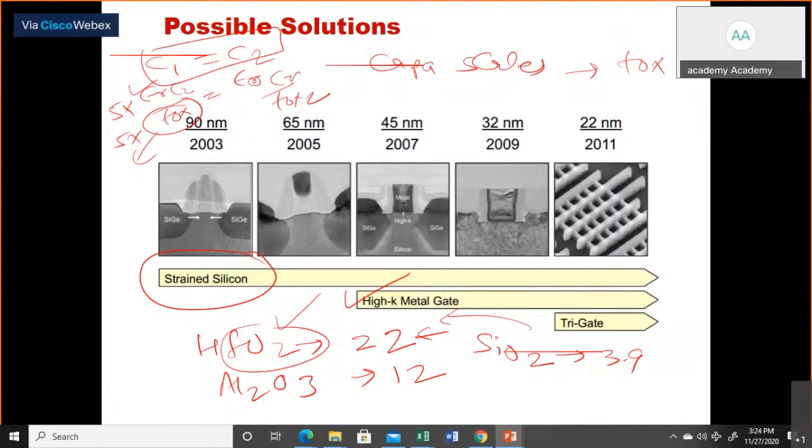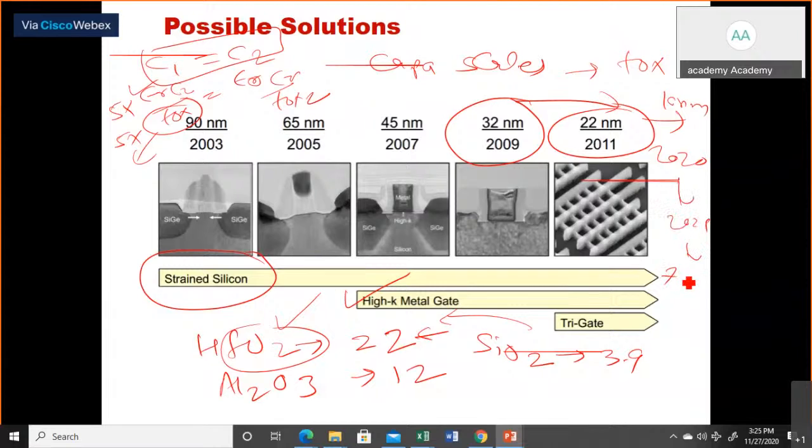Now, this came into the picture from 2009 onwards, then the introduction of the 32 nanometer technology. You can see here that after this 32 nanometer technology, the scaling went on down and so on. So in 2020 we have 10 nanometer technology that we are using, and in 2021 it is expected that 7 nanometer technology will come up with Intel. Intel is working on the 7 nanometer technology. Okay.